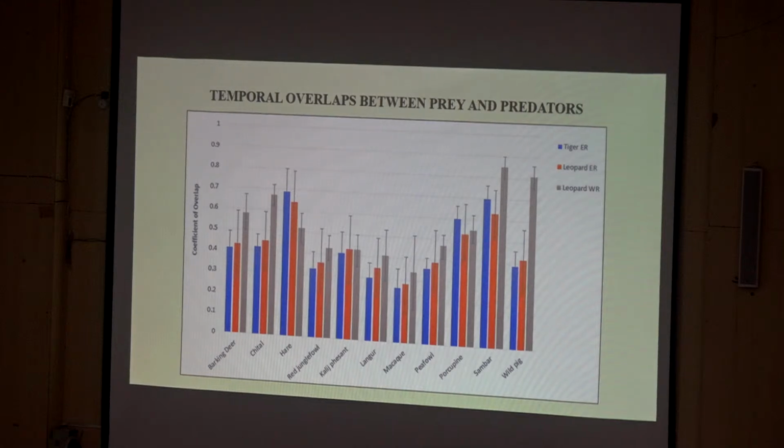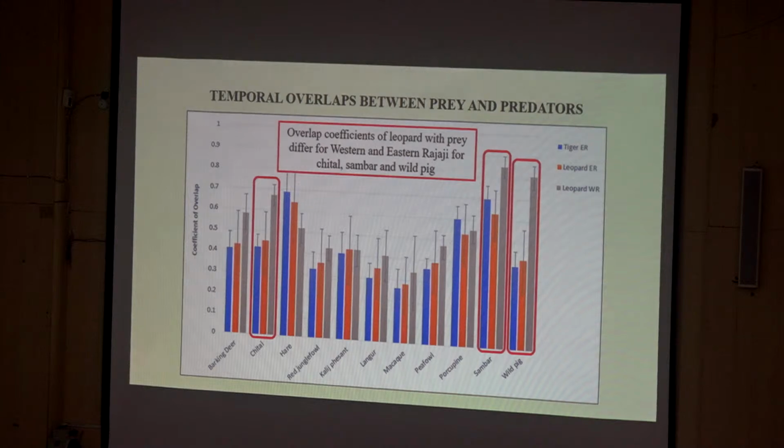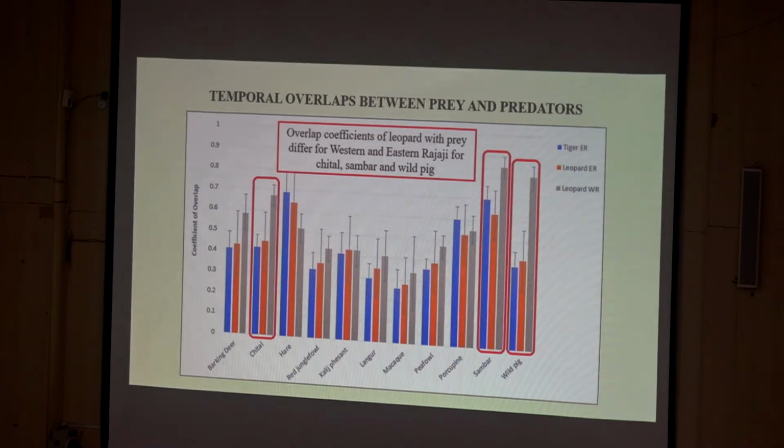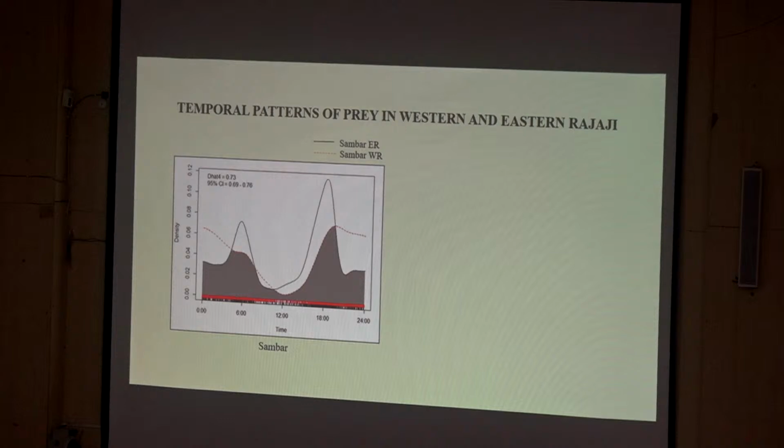It was found that the overlaps of leopards and prey species in Western and Eastern Biology differed for cheetal, sambar, and wild pig in terms of the value of the overlap coefficients. However, the activity patterns only differed for sambar between the two sampling sites, with sambar in Western Biology being active throughout the day as indicated by the red line, and that in Eastern Biology showing activity concentrated during the morning and the evening hours.